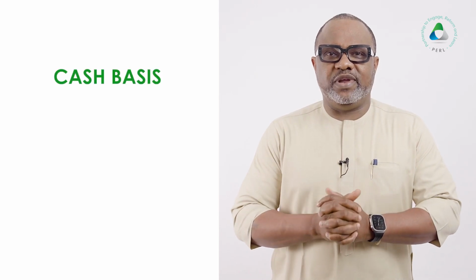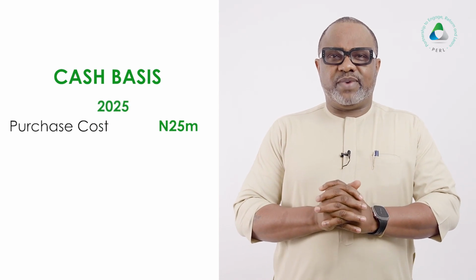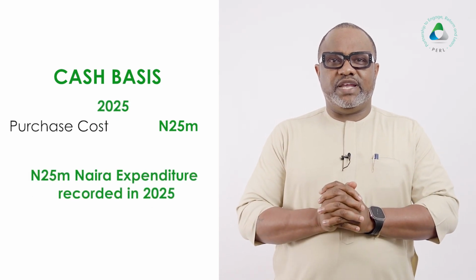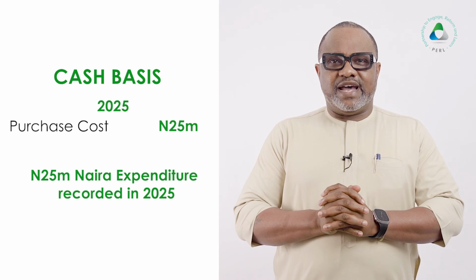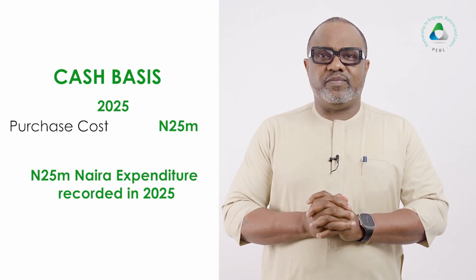Under the cash basis, assuming all of the 25 million naira purchase cost was paid in 2025, the expenditure for 2025 would be 25 million naira, as this is when the funds flowed out. Under the accrual basis, expenditure will be recorded through depreciation of the value of the bus over its 20-year lifetime.